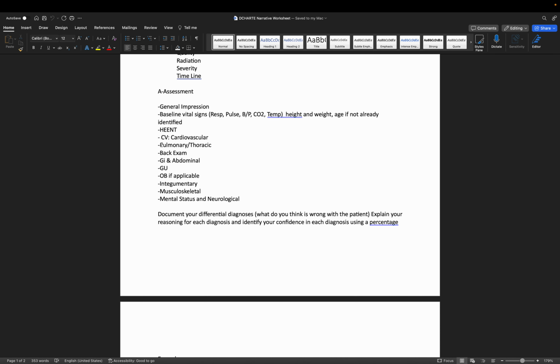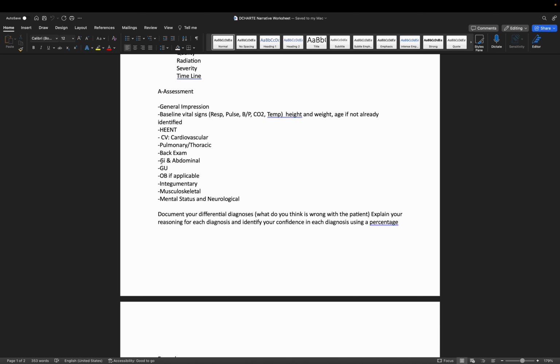All right, move on to pulmonary thoracic, right? So this is the chest, listening to lung sounds, looking at chest rise and fall, complaints of dyspnea, adventitious lung sounds, etc. The back exam, don't forget to look at the patient's back or ask them about it at least.